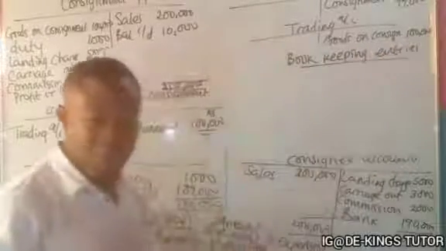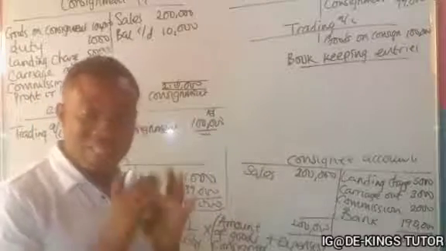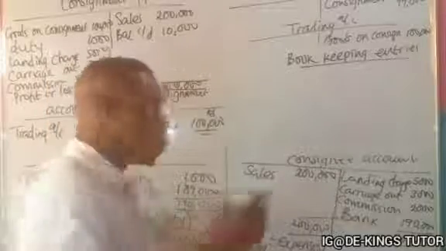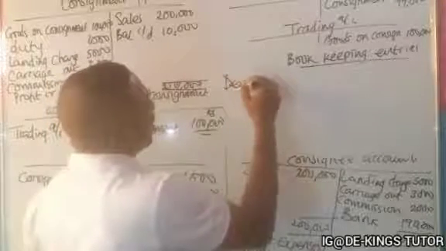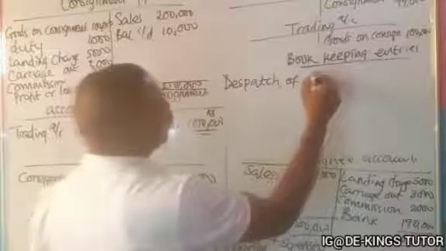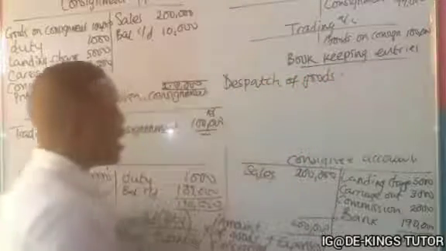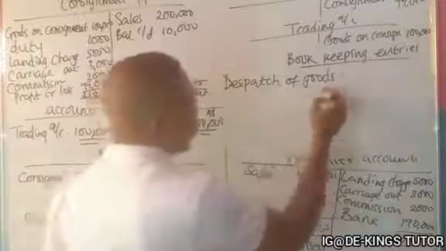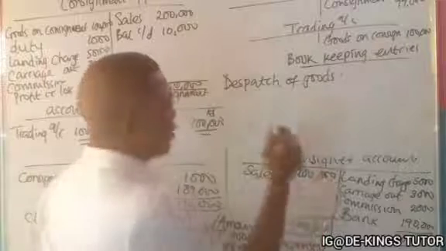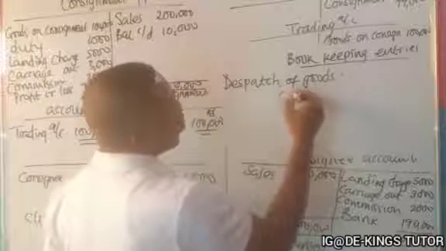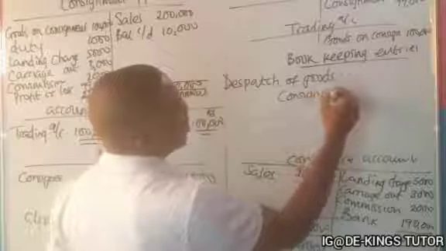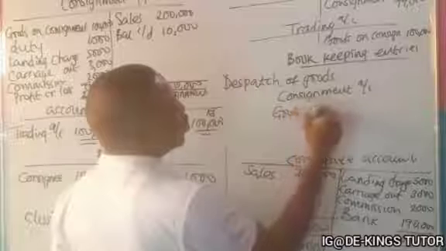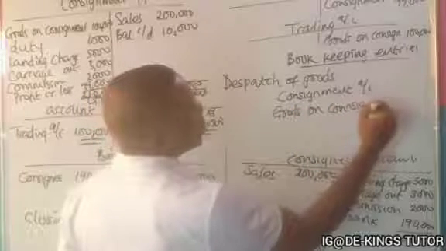Also, in terms of the consignment account, the first stage we said is when there's dispatch. When the consignor sends goods, we'll call it a dispatch of goods. Two accounts are affected. Once the consignor sends the goods, the consignment account will be affected, and also the goods on consignment.